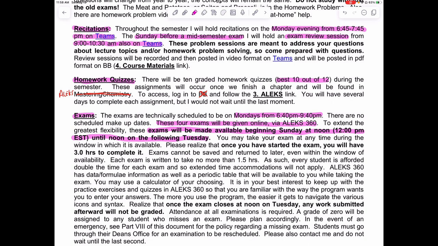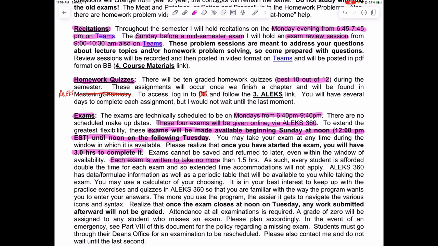So when you take the exam, you can take it at any time, but realize that once you start to take it, there's a time frame. There's only 3 hours to complete it. So it's not like you can start the exam on Sunday and then come back to it on Tuesday. Once you start it, you have to finish it. And that's how it rolls. So exams can't be saved and returned.